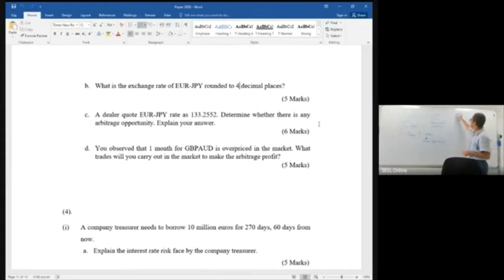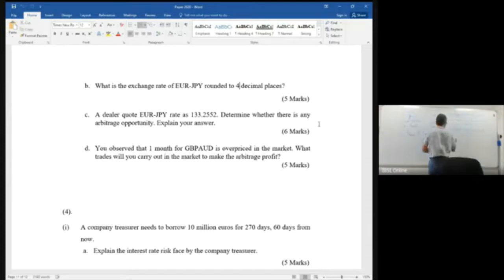Indeed, first step is you borrow AUD for 1 month today, at time 0. You borrow AUD for a 1 month period at this rate, whatever the market interest rate. Then you sell those AUD against GBP. You buy GBP AUD at this spot rate. Then you get sterling at the spot. Then what do you do? Lend GBP for 1 month.